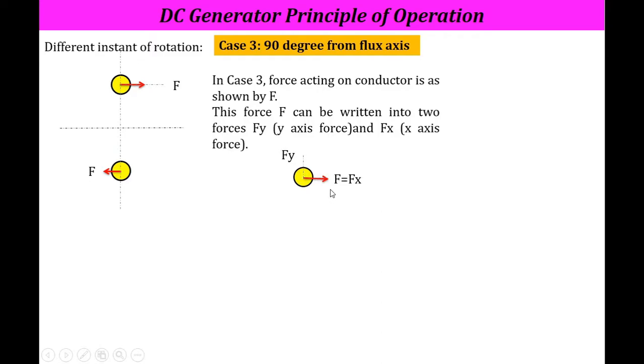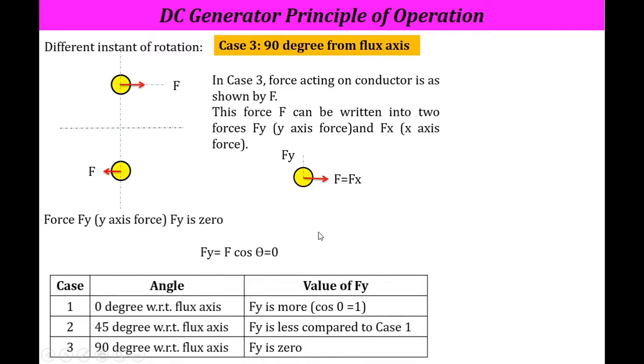What is the meaning of that? The force on the conductor is because of Fx. So here Fy will be equal to 0. So here I can write Fy, that is F cos theta, equal to 0. So what we will observe? Whenever that conductor makes an angle of 90 degree with respect to the flux axis, so when we put theta equal to 90 degree, obviously cos 90 equals 0, so Fy will be equal to 0 and the resultant force is equal to Fx, that is the force along the x-axis. So here we have written for 90 degrees with respect to the flux axis, Fy will be equal to 0.